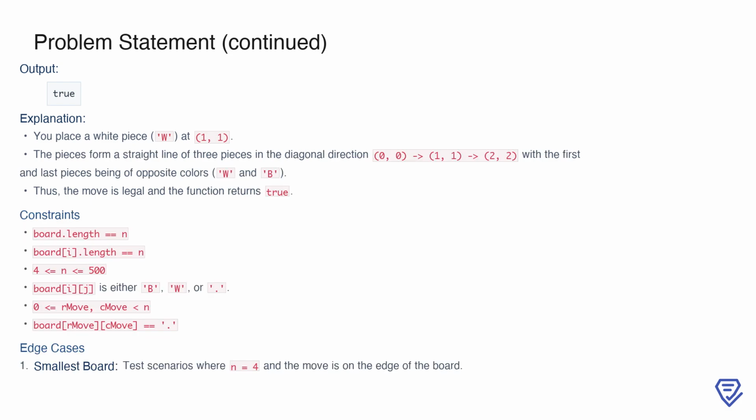In the third example, a white piece is placed at position 1, 1. This placement creates a diagonal line of 3 pieces, from 0, 0 to 2, 2, including the newly placed piece. The first piece in this line is W, and the last piece is B, meeting the condition that the ends of the line are of opposite colors. Therefore, this move is legal, and the function returns true.